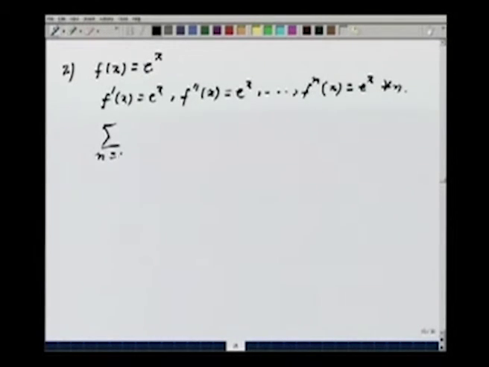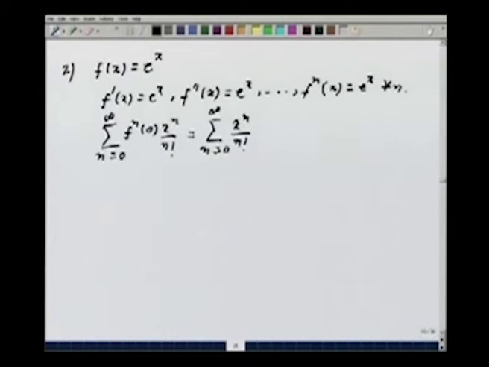Summation n from 0 to infinity f^(n)(0) times x to the power n by factorial n. You can see from the previous calculations that f^(n)(0) is e to the power 0, which is 1. I get summation n from 0 to infinity x to the power n by factorial n.